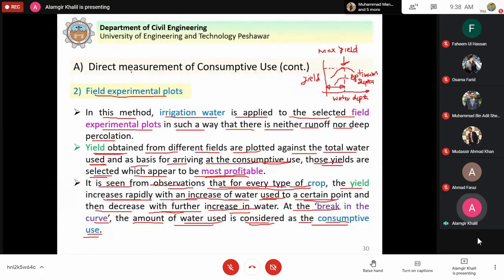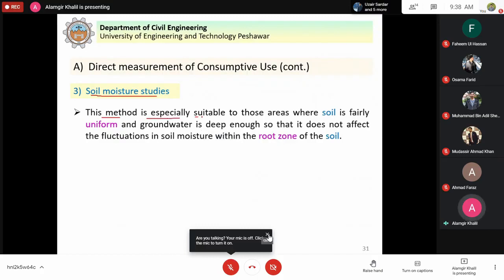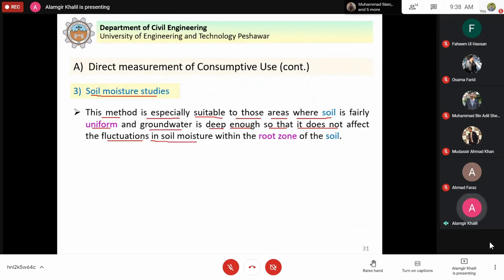We were discussing the direct measurement of consumptive use. So we already discussed the field experimental plots. The third method is soil moisture studies. This method is especially suitable for those areas where soil is fairly uniform and groundwater is deep enough so that it does not affect the fluctuations in soil moisture within the root zone of the soil.